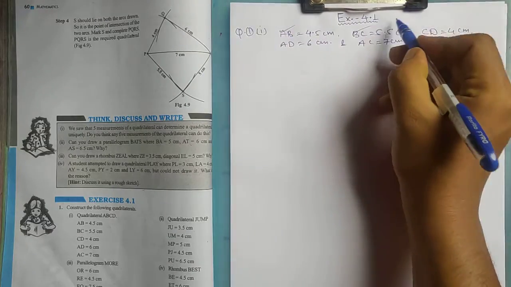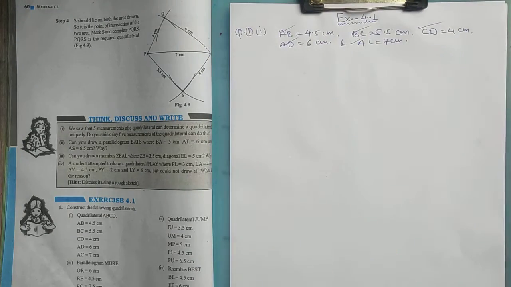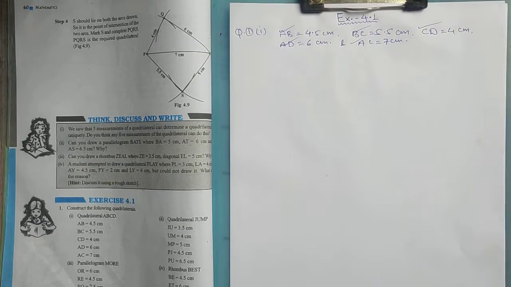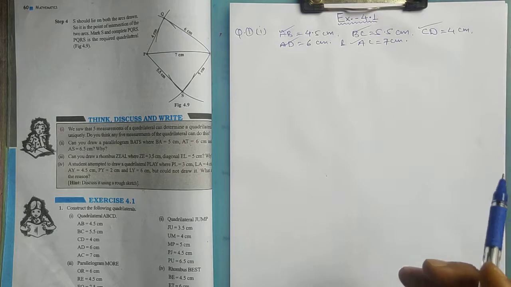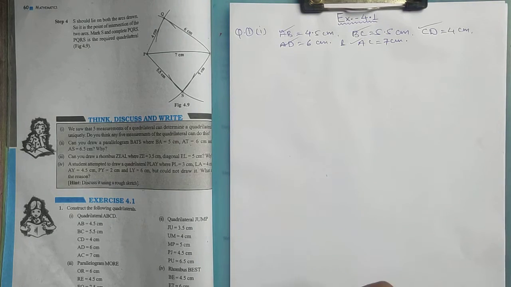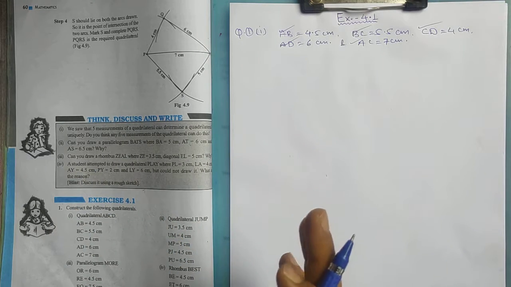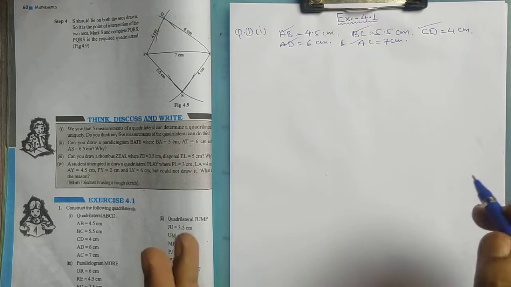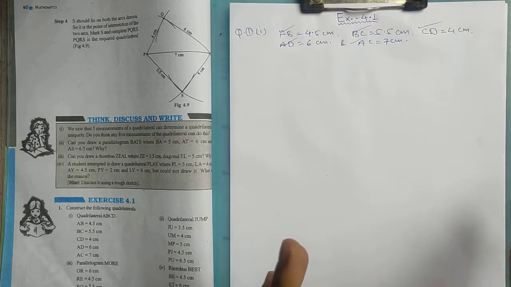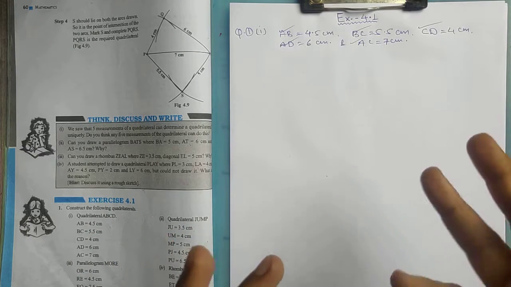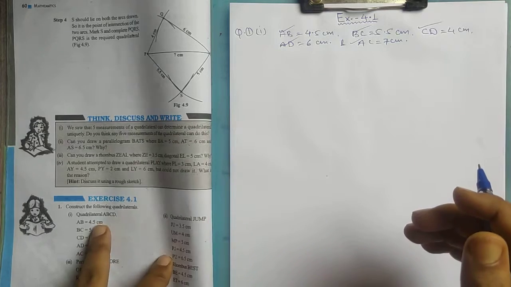So 1, 2, 3, 4, 5. Five measurements are given there. With the help of these we have to construct a quadrilateral. In the last class we discussed that firstly we have to check how this quadrilateral can be constructed. That means after construction, we have to think first about how it will look.